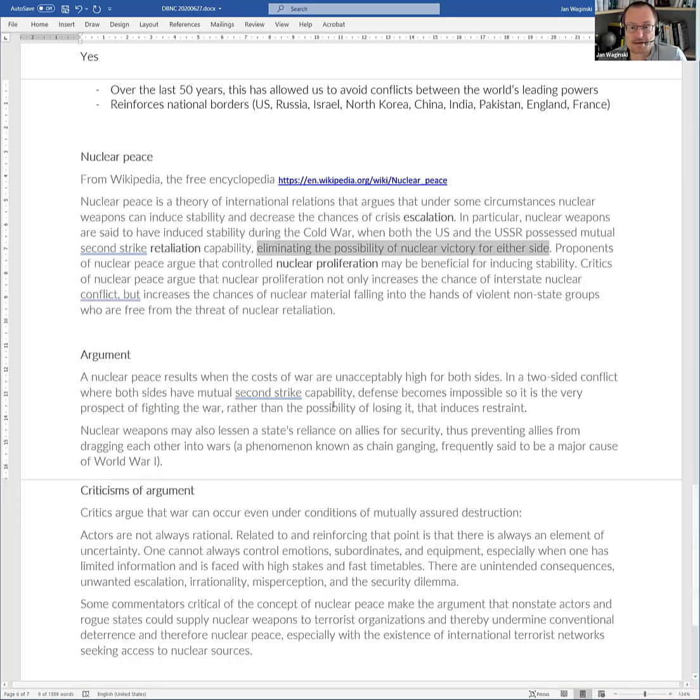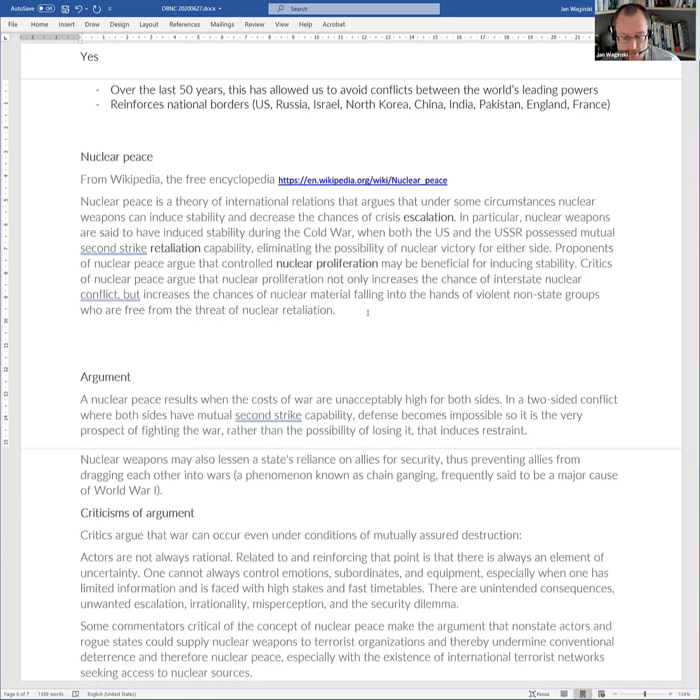So that's why it says eliminating the possibility of nuclear victory for either side. So that's why they talk about this. The policy or the philosophy used to be called, or it still is, MAD, mutually assured destruction.